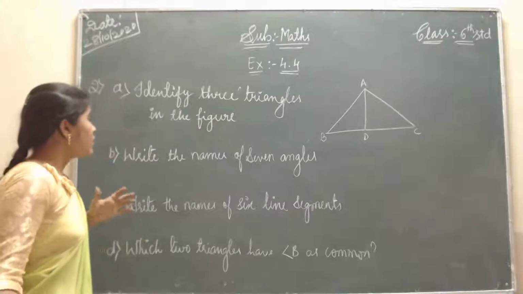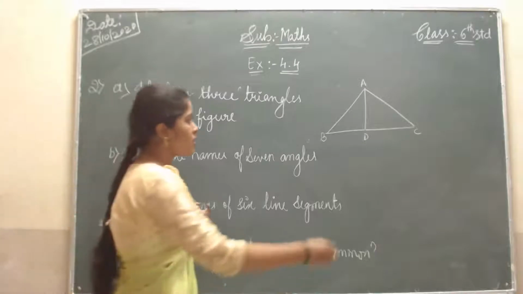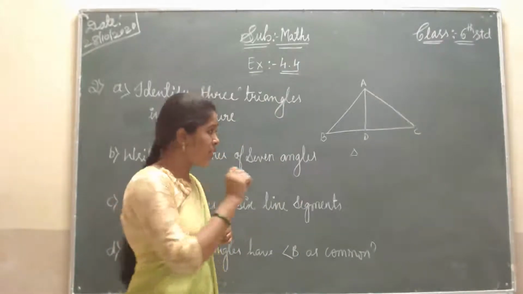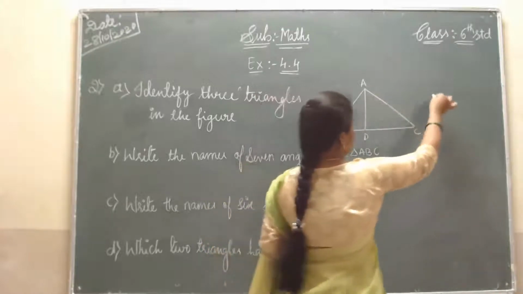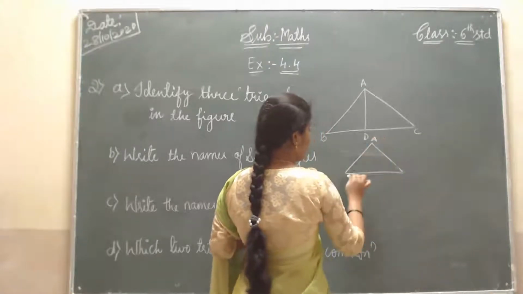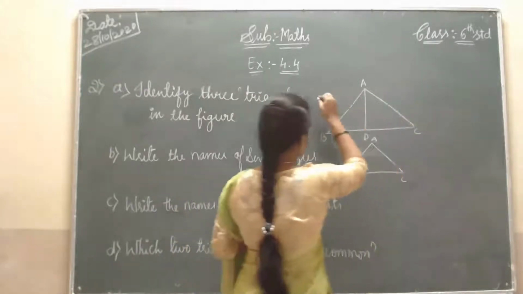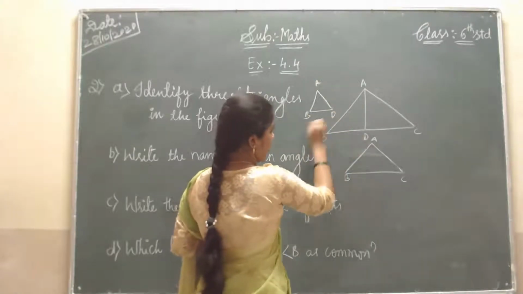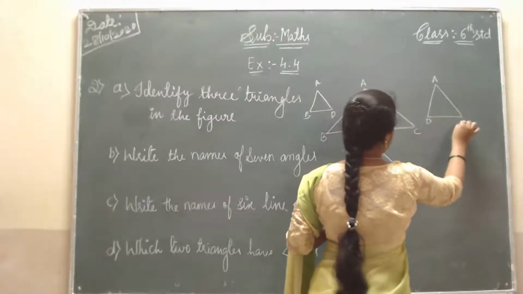Okay, see here. Identify the three triangles in the figure. How do we represent a triangle? We write a small triangle symbol. This one is the first triangle, triangle ABC. The second triangle is triangle ABD, and the third triangle is triangle ADC.